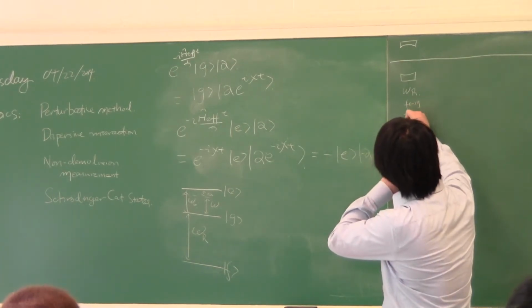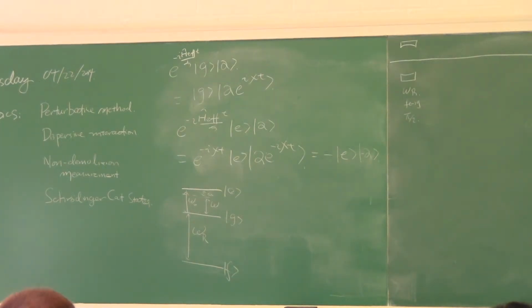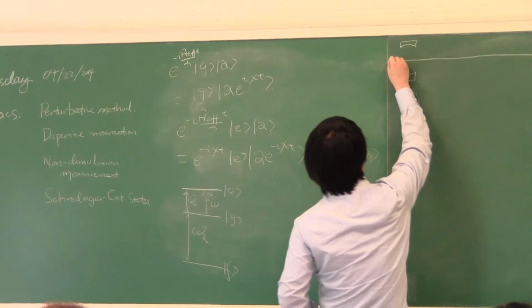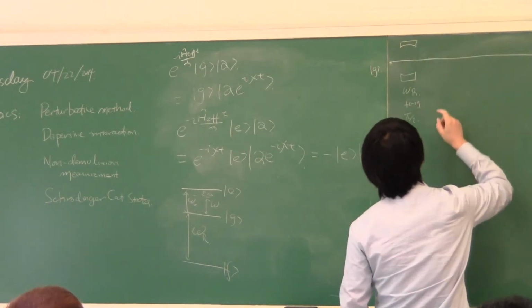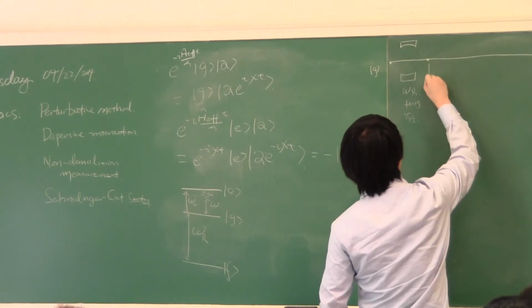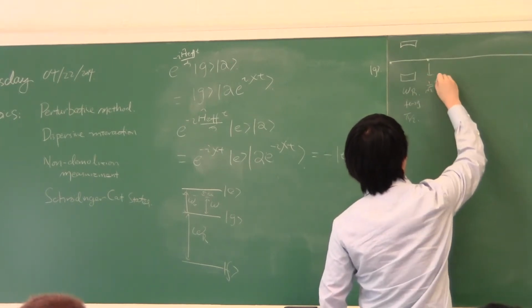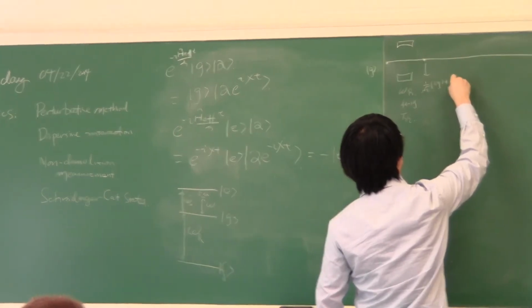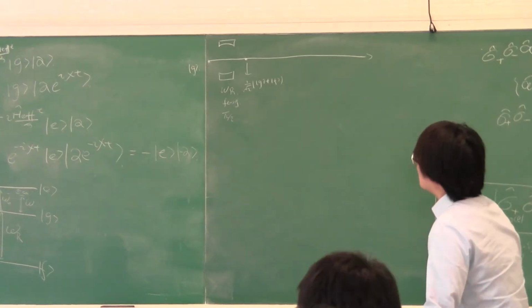And then we subject it to a pi over 2 pulse over here. So the atom is initially prepared in the ground state, the G state. At this point, it's going to be 1 over square root of 2 (G plus F), right?